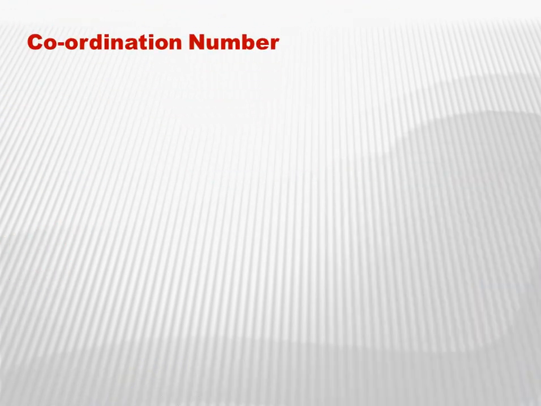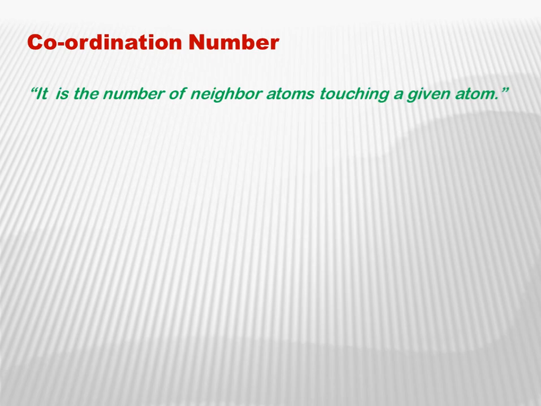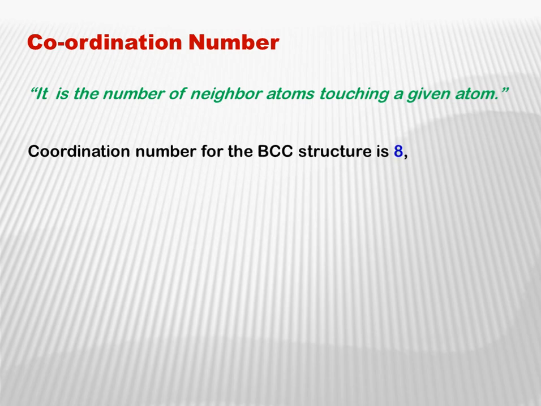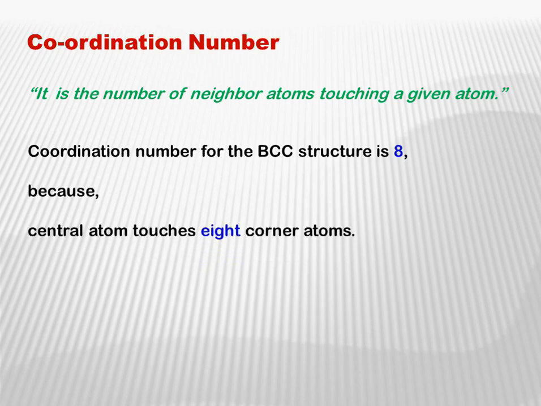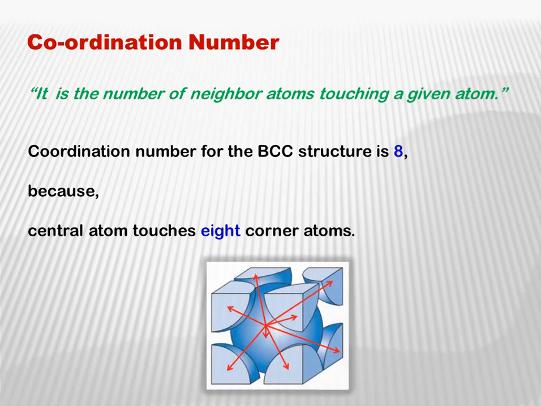Coordination number. It is the number of neighbor atoms touching any given atom. Coordination number of BCC structure is 8 because the central atom touches 8 atoms of the corners, as shown.